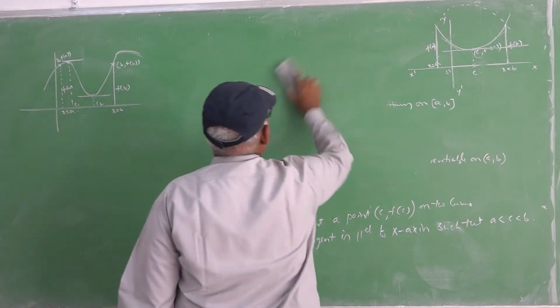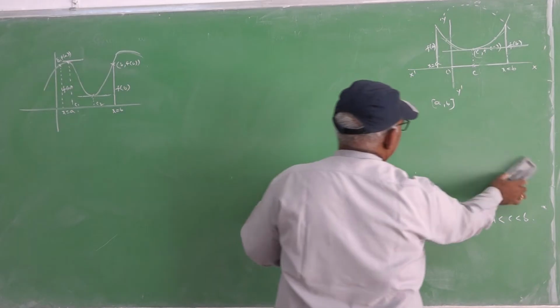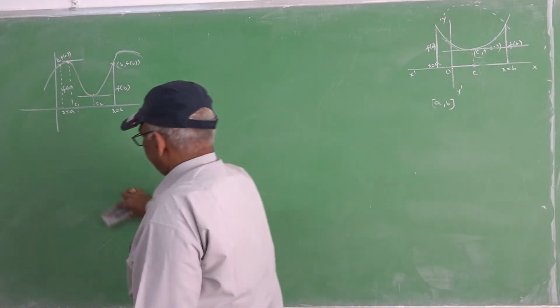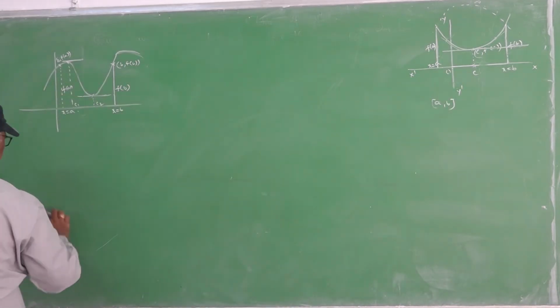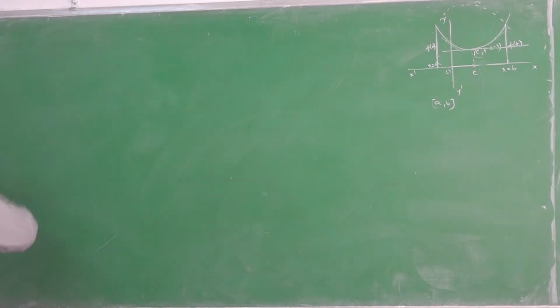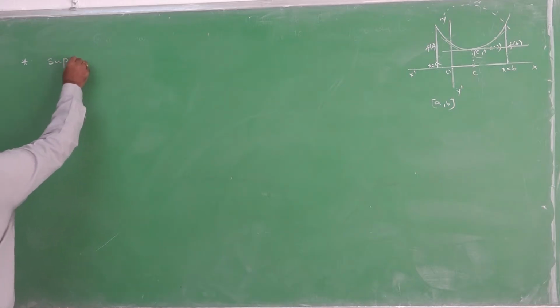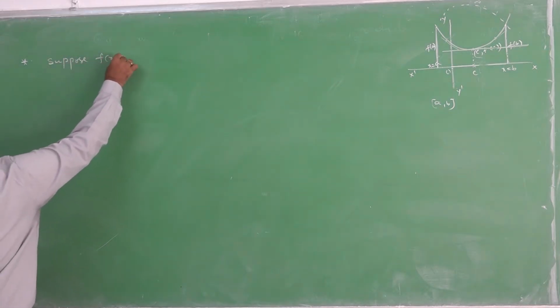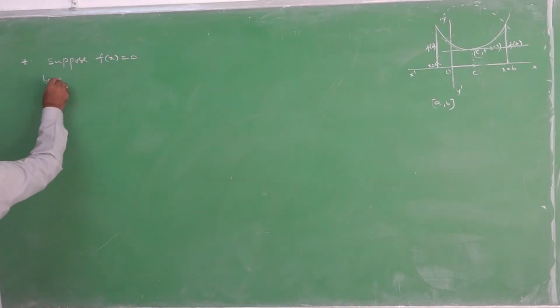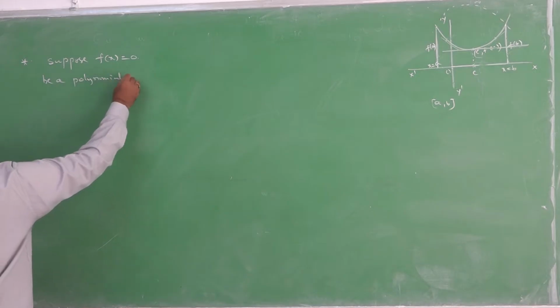Coming to the algebraical approach of Rolle's theorem. Algebraically, Rolle's theorem may be announced like this. Suppose f(x) equal to 0 is a polynomial equation.